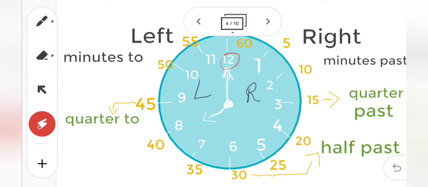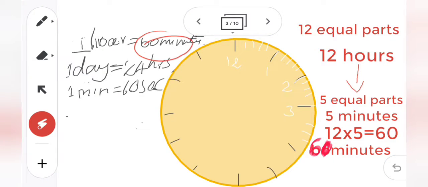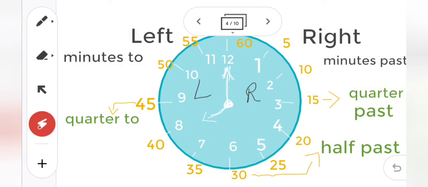When it is on 12, 12 into 5 is 60, isn't it? But you will not write 60 minutes. When it is on 12, 60 minutes equals 1 hour. We already saw that 60 minutes equals 1 hour. So when the minute hand is on 12, we say o'clock. It is exactly that hour. Now the hour hand is on 8, so we say 8 o'clock. If the hour hand is on 5, we say 5 o'clock. Only when it is on 12 do you not write the minutes; you write o'clock. In all other cases you have to calculate the minutes and write them.